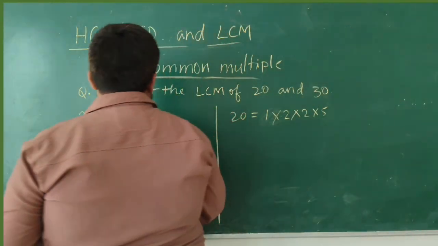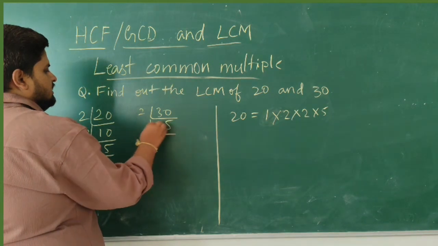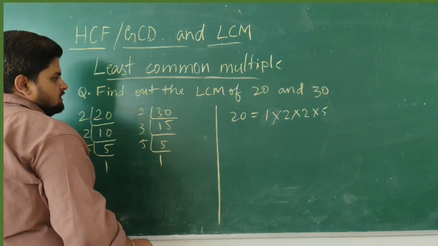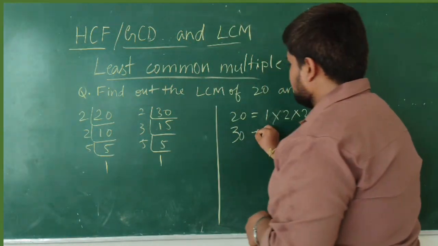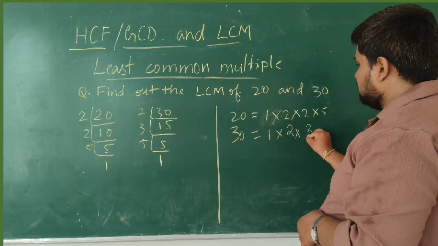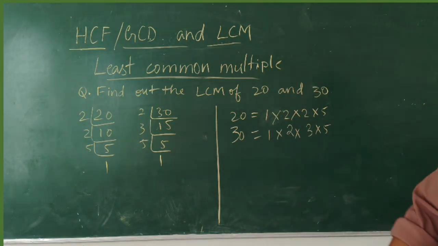Then now we'll prime factorize 30 again. 30 can be written as 2 15s are 30, 3 5s are 15, 5 1s are 5. So 30 can be written as 1 into 2 into 3 into 5. So we got the prime factorization as done before.